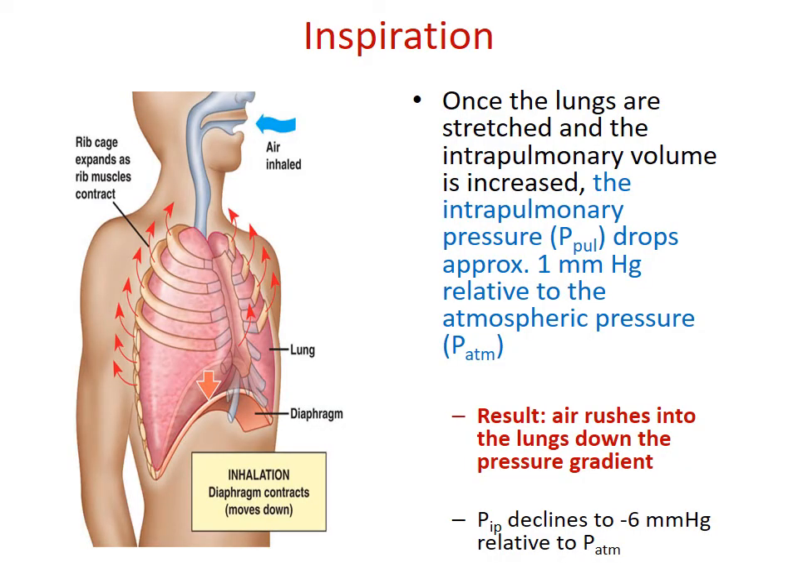This slide once again explains that during inspiration, the first event which is happening is the contraction of the diaphragm, and the diaphragm moves down. As a result, the thoracic volume increases and the pressure inside the thoracic cavity falls, and from higher pressure to lower pressure there is a movement of air, that is, from the outside to inside. The result will be a rushing of air into the lung down the pressure gradient.